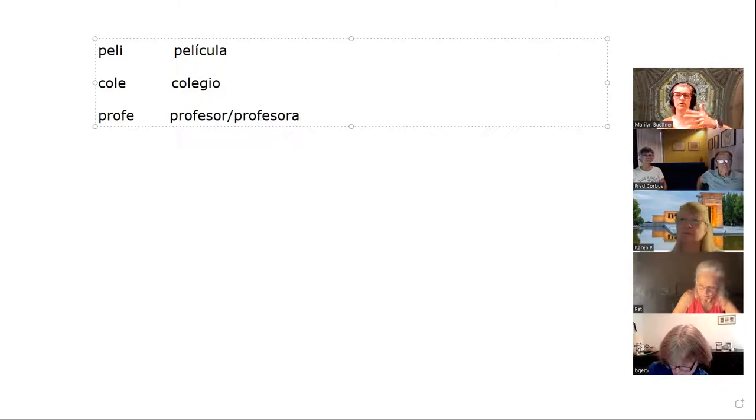But there are a lot of little words that get cut in half, essentially, like that. Y así es. That can happen quite a lot. Okay. Otra pregunta. Oh, no. Sí o no?